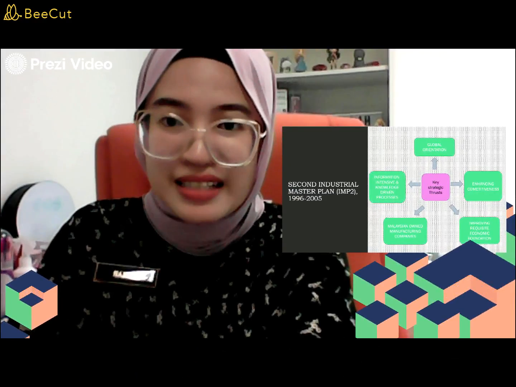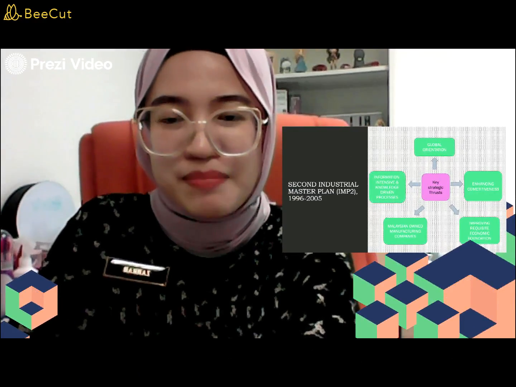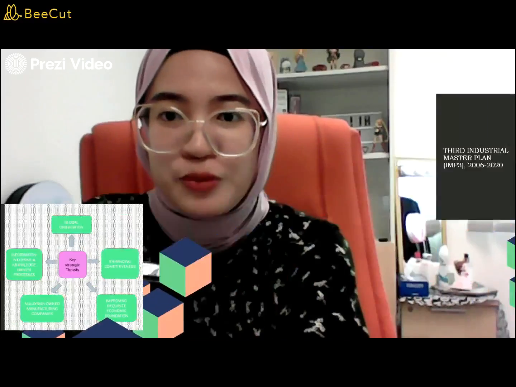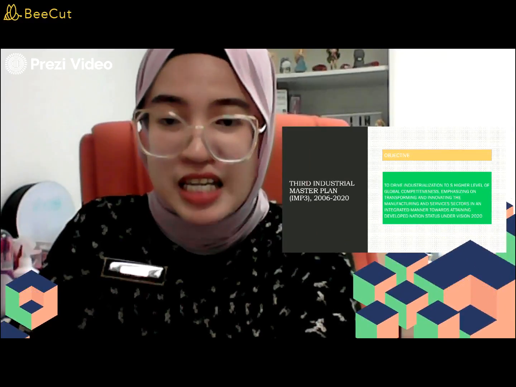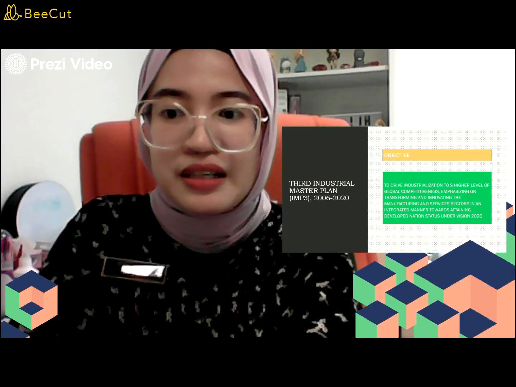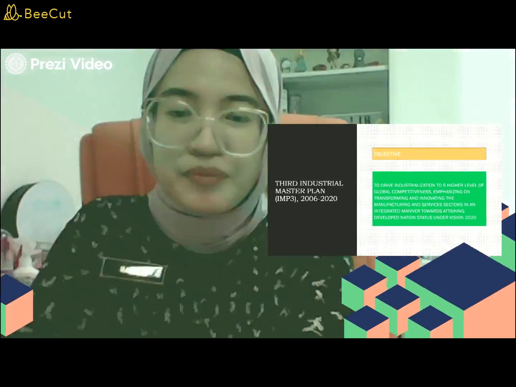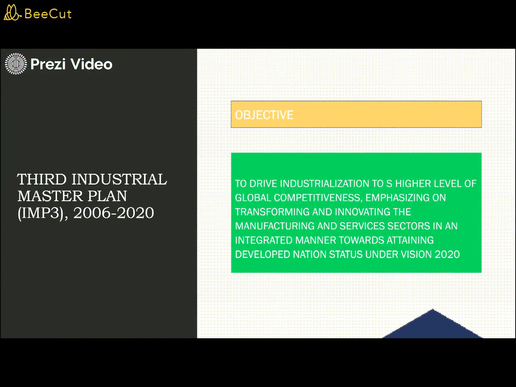Now that we have discussed the second industrial master plan, IMP2, we will move forward to the next master plan that has been initiated in this secondary sector. The third one would be the Third Industrial Master Plan, IMP3, that was initiated from 2006 to 2020. This master plan rides on the theme Malaysia towards global competitiveness, in line with the global manufacturing landscape that was fast developing on multiple fronts.